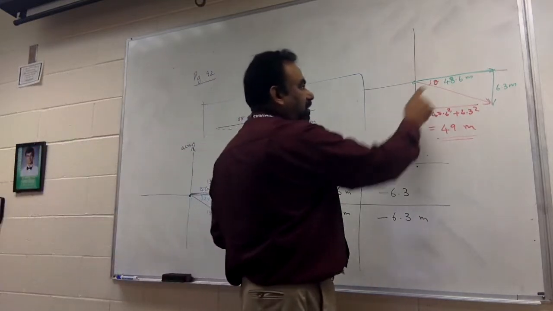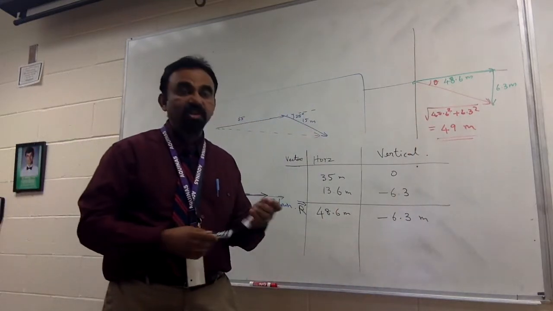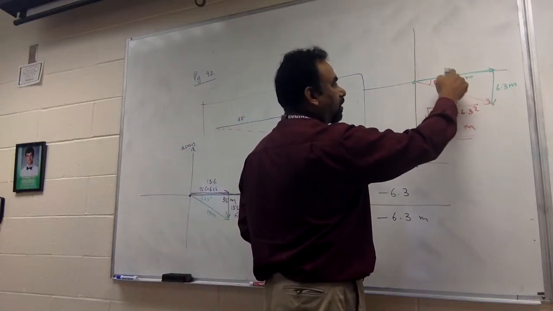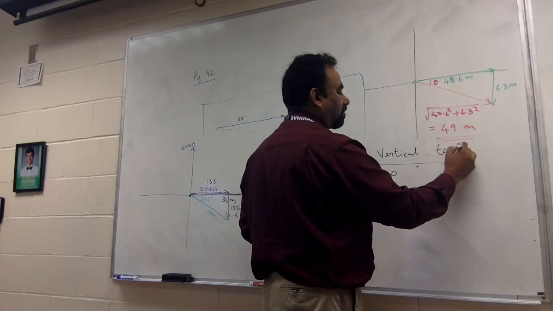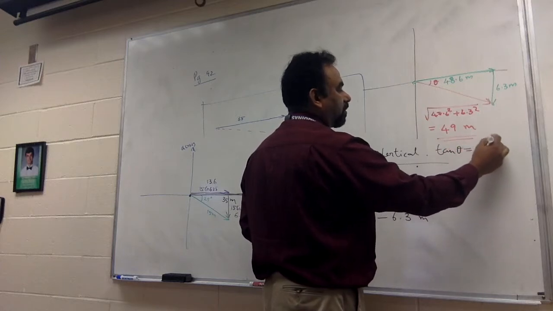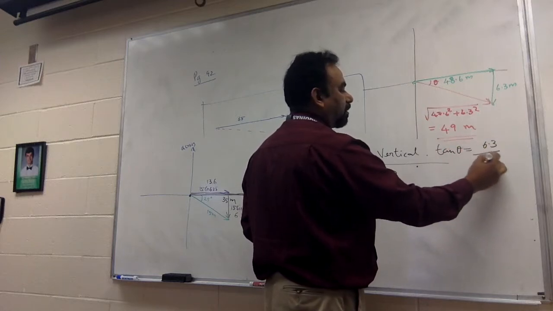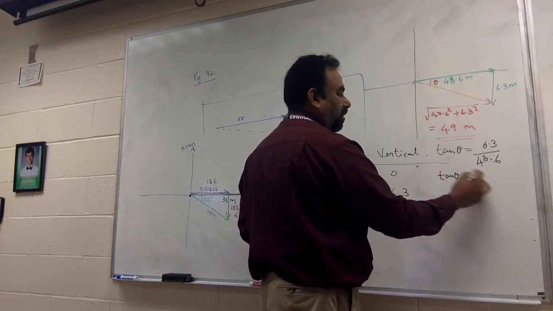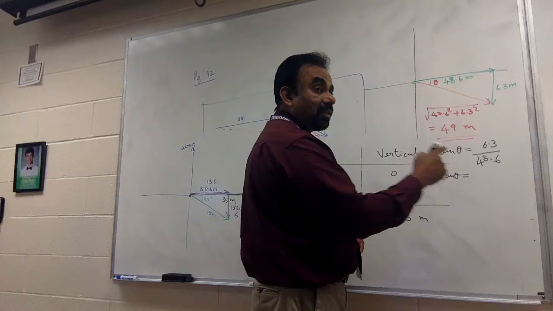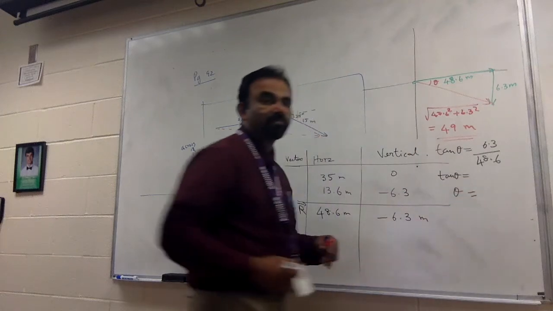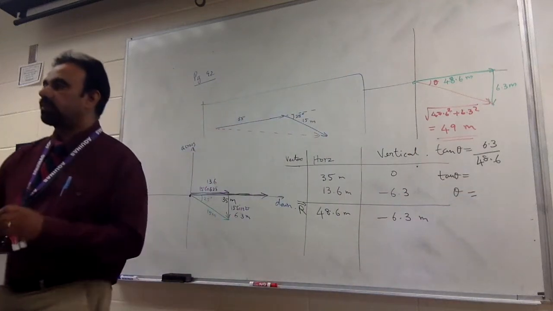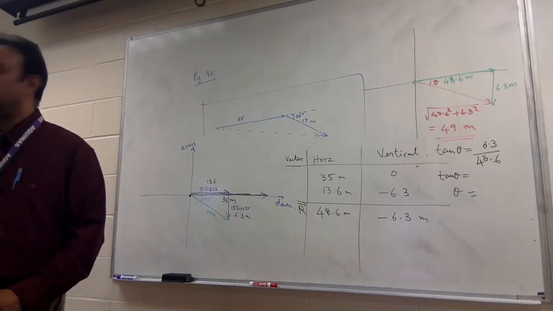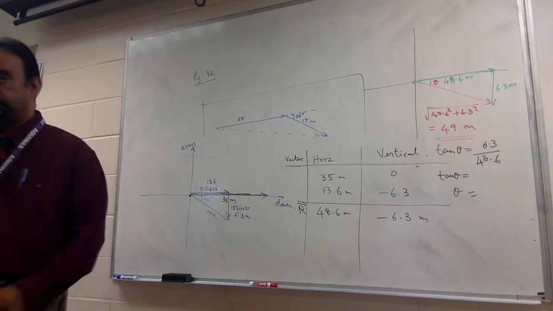So to find this angle, we can use a trigonometric ratio. So tan of this angle is opposite over adjacent. So tan of the angle is 6.3 over 48.6. So you get tan of the angle to be a ratio. And then finally find out the angle. You know how to do it, right? Do it on the calculator. Tell me the answer. 7.3.